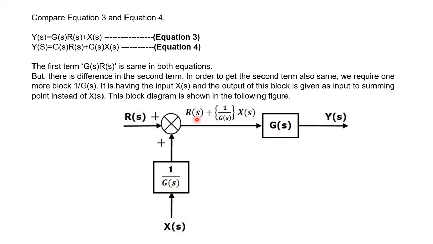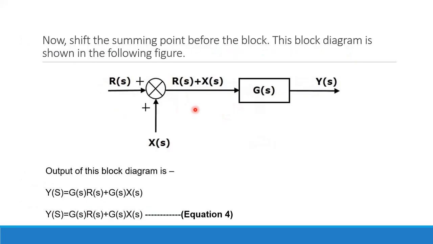So this is R(s) plus X(s) divided by G(s), multiplied by G(s) to both the terms. Now if you multiply it, you will get G(s) multiplied by R(s) plus X(s) divided by G(s) into G(s). So G(s) gets cancelled, only the X(s) term remains, and hence your Y(s) becomes G(s) R(s) plus X(s). So you get a similar equation, which is equal to the equation of the original diagram.